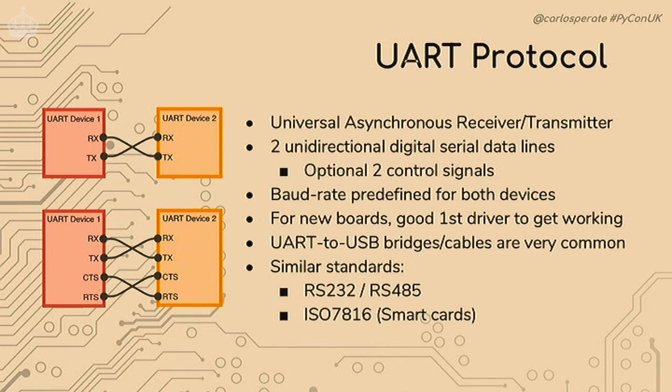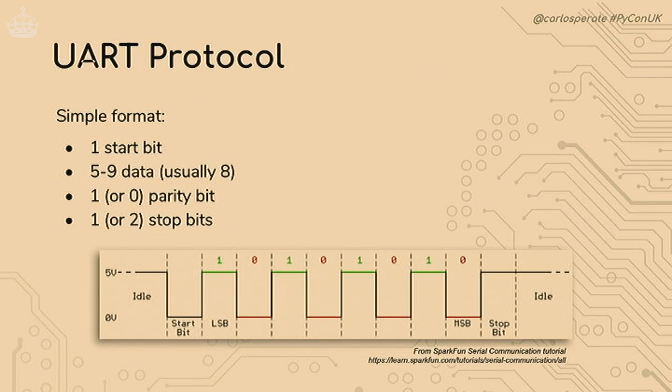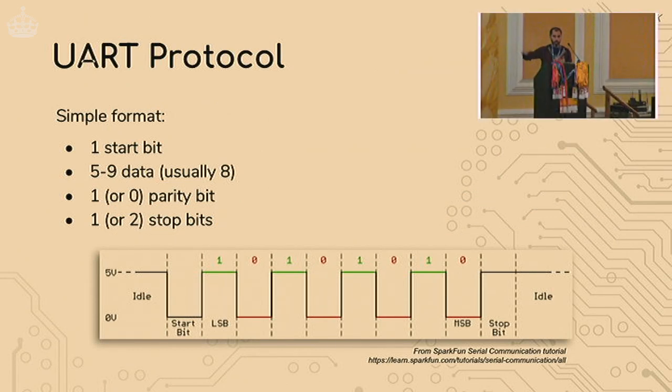Let's have a look at the actual signal. When the data signals are idle, they're not doing anything, they will rest high. And then for each packet or data frame, you start by following this format. You first send the start bit, so it pulls the data low for 1 bit. Then you send 5 to 9 data bits. Then you can send an optional parity bit, which is for error correction. And then it ends with 1 or 2 stop bits.